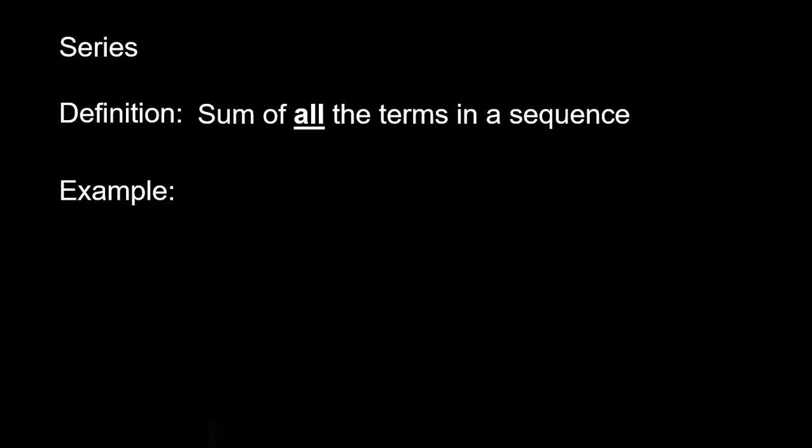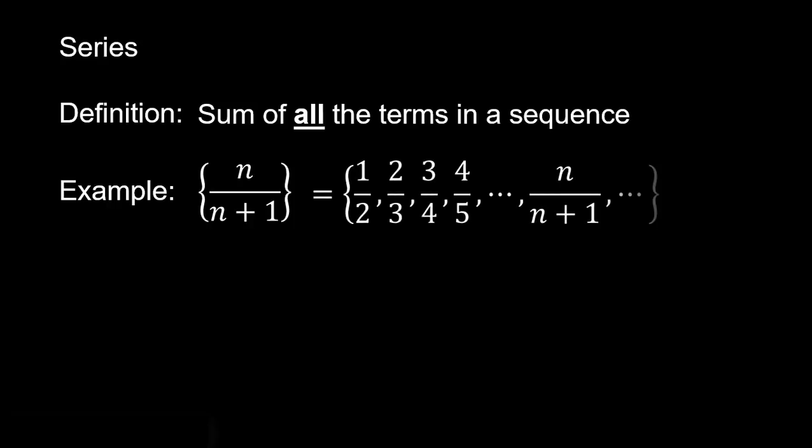So for example, we could take that same sequence we just looked at, n over n plus 1, which again we defined as this sequence here. And we can define S. So this S term is going to be our series. It's going to stand for the summation of all of the terms in a sequence. So instead of having these commas in here like we do in a sequence, we're going to add them together.